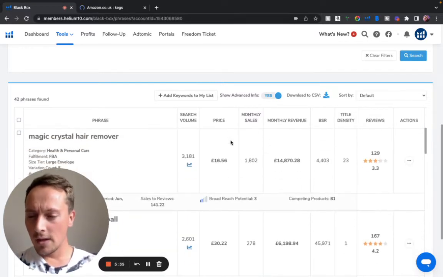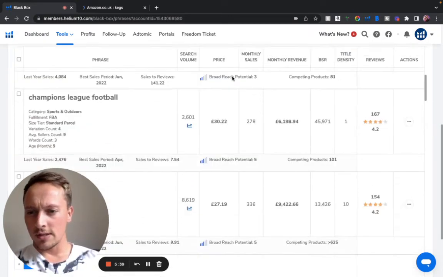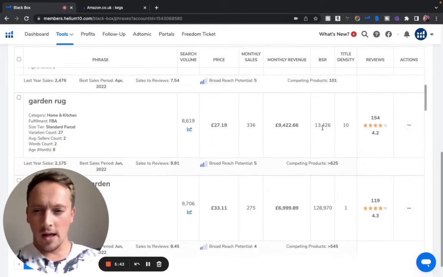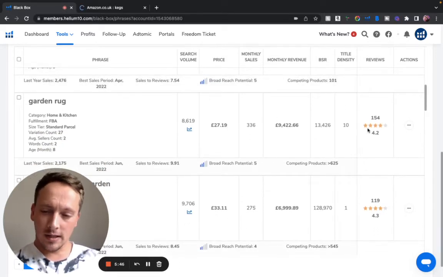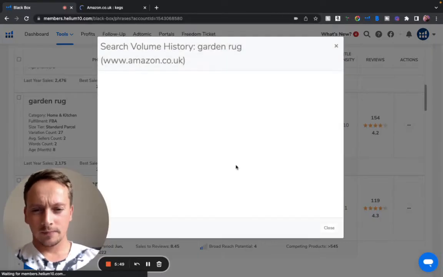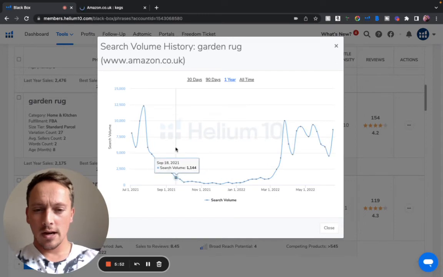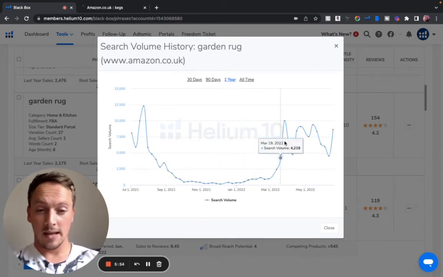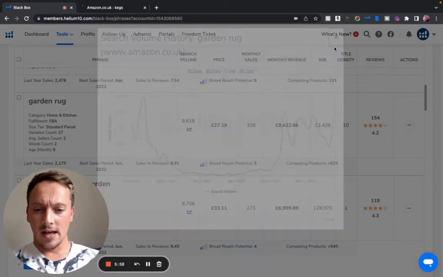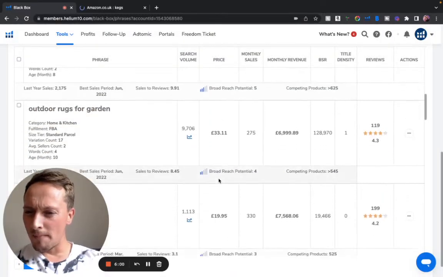The kegs. Magic Crystal Hair Remover. It's not something that I'm interested in. Champions League Football. Got garden rug there. That could be quite an easy thing to source. I'm still not sure. How seasonal is that? Yeah, that's pretty seasonal, but there's quite big chunks of seasonality here, look, this time of the year. But yeah, it's not really something I'm interested in. It's quite bulky as well.